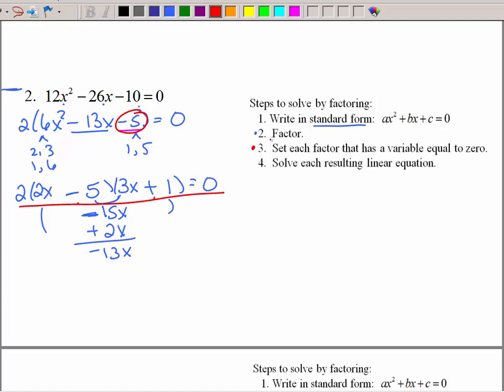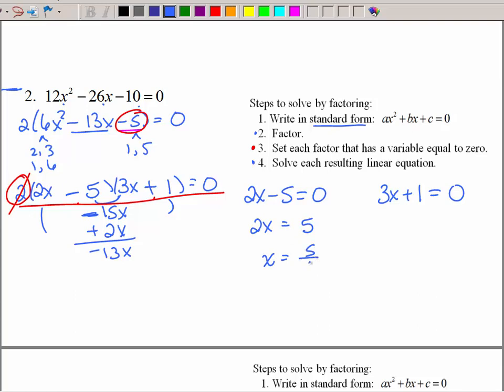So let's go to the third step. Set each factor that has a variable in it, because that's what we're solving for, equal to 0. Even though 2 is a factor, it doesn't involve our variable, and 2 just doesn't equal 0. So we can just ignore that. But let's take the other two factors. We have 2x minus 5 is equal to 0, and 3x plus 1 is equal to 0, and I need to solve each of those equations. So I'm going to add 5, and then I'm going to divide by 2. Here I'm going to subtract 1 and divide by 3.